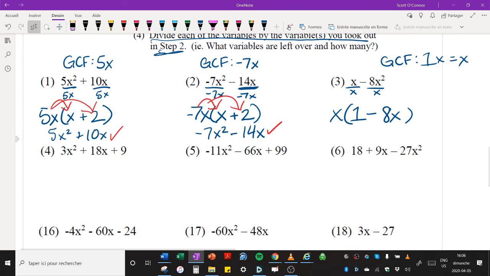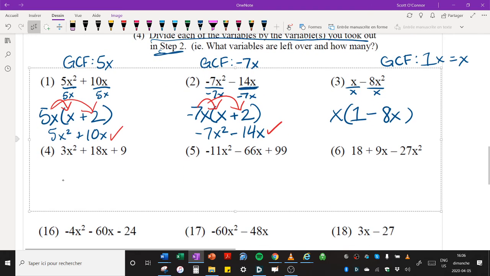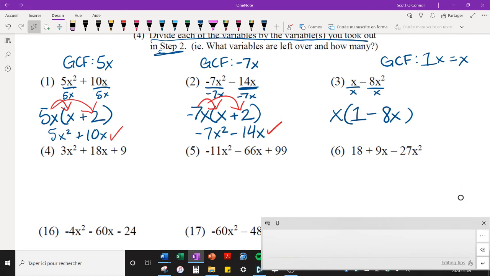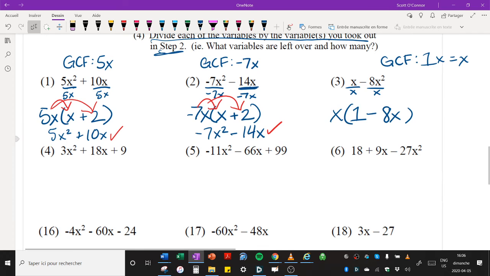All right, looking at question number 4. Question number 4, greatest common factor between 3, 18, and 9. And the greatest common factor is 3. Now, if I think about the variables, you can see in this example, there's no x here. So x cannot be part of the greatest common factor.